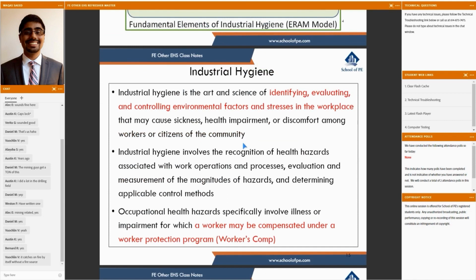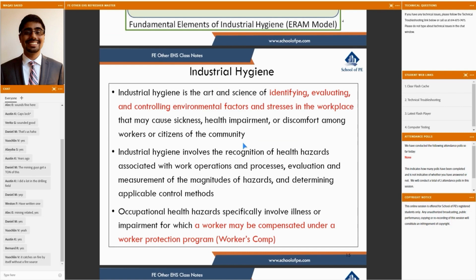So what exactly is industrial hygiene? It's the art and science of identifying, evaluating, and controlling environmental factors and stresses in the workplace. These stresses or impacts can cause harm not only to your workers or coworkers, but also to the environment. Industrial hygiene involves recognition of different health hazards associated with different work operations. And you look at the potential major hazards, minor hazards, so magnitudes of hazards, etc., and what you can do to control, mitigate, or even eliminate certain hazards.